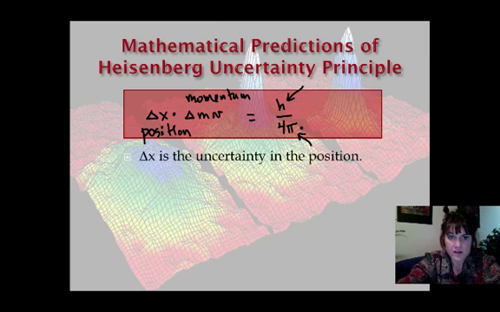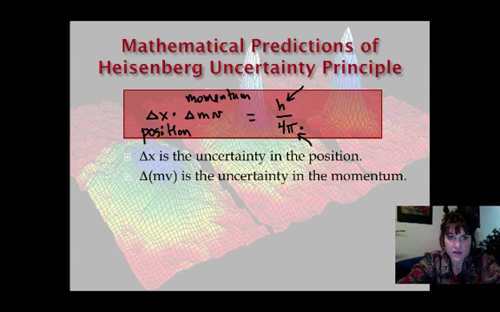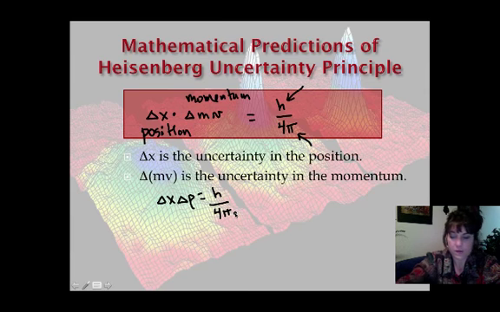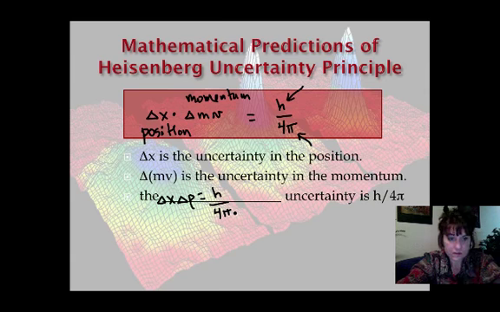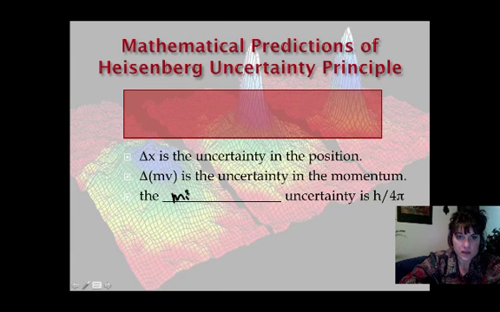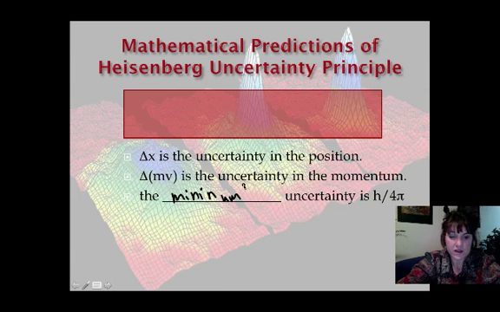So the delta x, again, describes the uncertainty in the position. And then the delta mv is the uncertainty in momentum. And since lowercase p is used for momentum, you may see it written like this in a book or on a website, that delta x times delta p is equal to h over 4 pi. That's the uncertainty principle that describes how well you can know one or the other. So the minimum uncertainty that there will be in any measurement is going to be equal to Planck's constant divided by 4 pi.